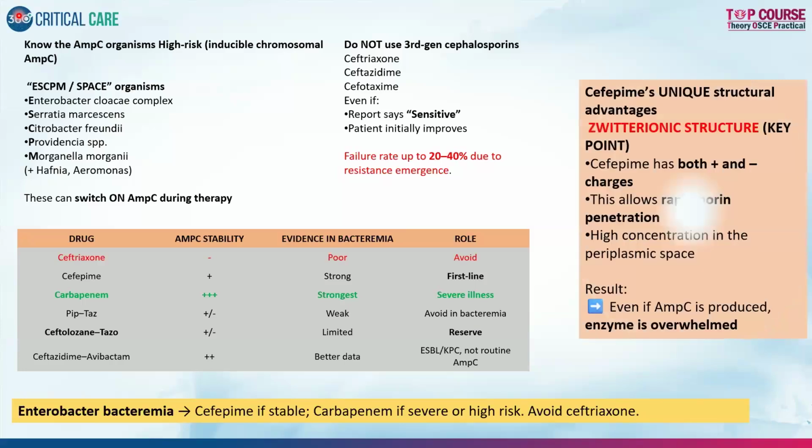So why cefepime can be used is because of this. It has something called a Zwitterion structure. Since it's a 4th generation cephalosporin, it allows rapid pore penetration. So it will cause lysis of this bacterial cell, because the periplasmic concentration of cefepime will be higher. So this is the reason, even though this AmpC is produced, this enzyme will be overwhelmed because of this porin production and penetration of this cefepime into the periplasmic space.